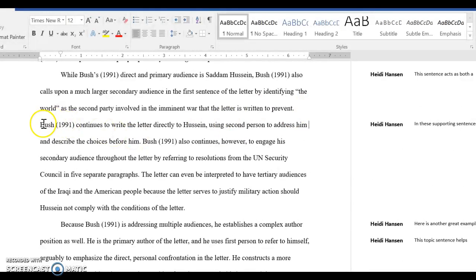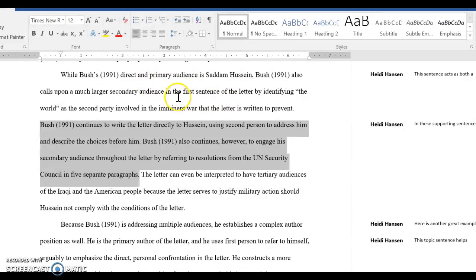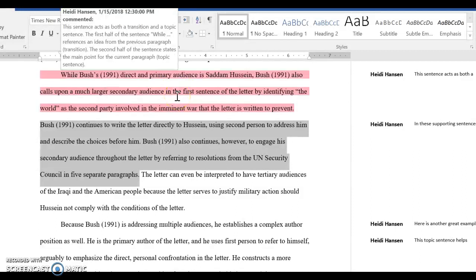All right. Next, we've got, "Bush continues to write the letter directly to Hussein, using second person to address him and describe the choices before him. Bush also continues, however, to engage his secondary audience throughout the letter by referring to resolutions from the UN Security Council in 5 separate paragraphs." So those two sentences are providing some really specific details that support the assertion made in the transition topic sentence, right?